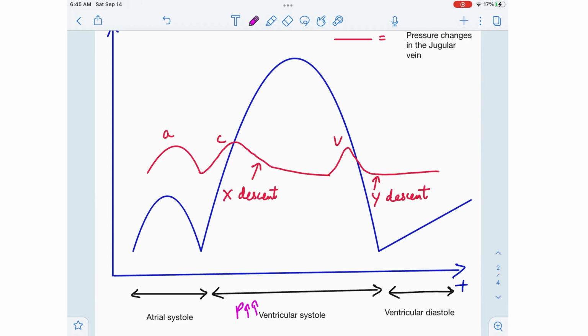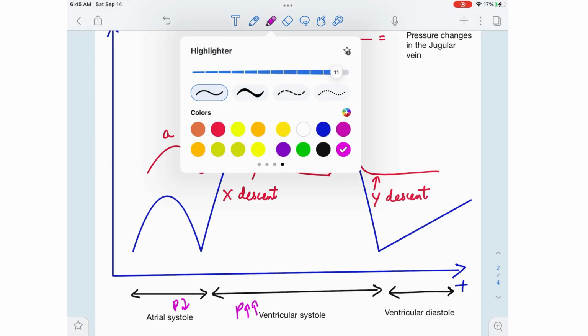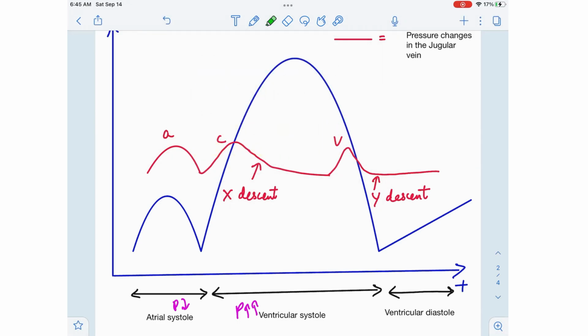During atrial systole, the pressure in the ventricles is low because when your atria are contracting, your ventricles are relaxing, right? Your ventricles are getting filled up with blood. At that point, the pressure in the ventricles is low, right? So those are the pressure changes that are happening in the ventricle.